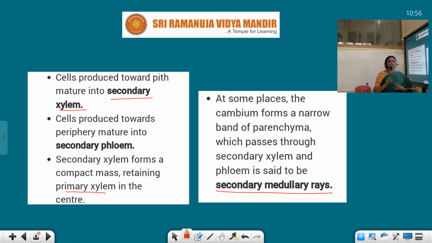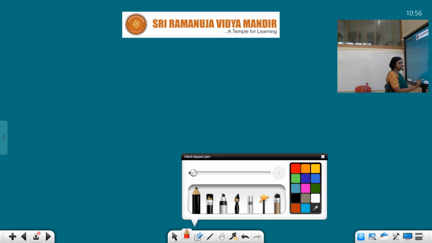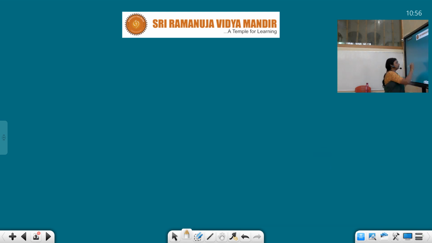That means the ray initial is forming secondary xylem rays and secondary phloem rays. So that is how secondary medullary rays are formed, and secondary xylem and secondary phloem are formed due to the activity of the cambium ring. So let's see another diagram, we will understand this better.